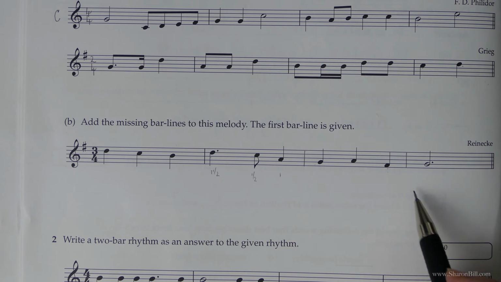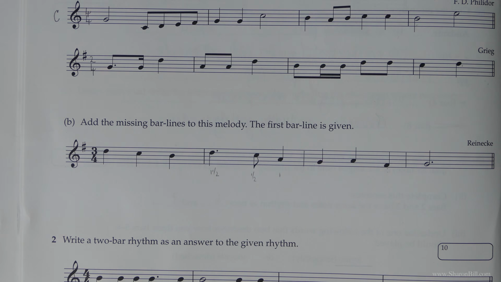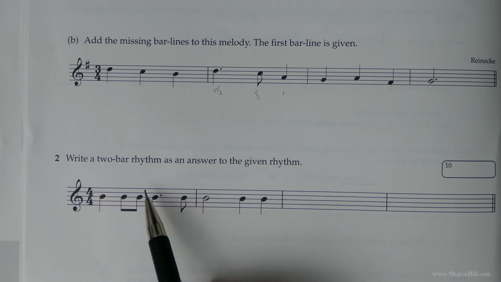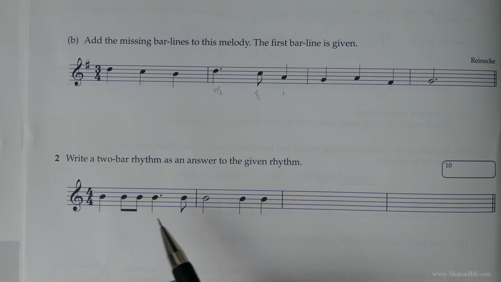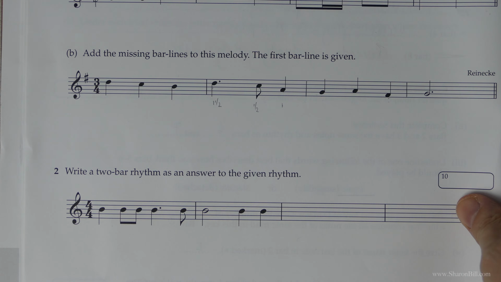And we know we've not gone awry because we're left with 3 beats in this last bar, which is correct. And that's the end of that question, so that should score you 10 points. Now question 2 asks us to write a 2-bar rhythm and answer to the given rhythm. Now this no longer occurs in the 2018 papers, so you will no longer be required to answer this question. So we'll just skip that and move ahead.